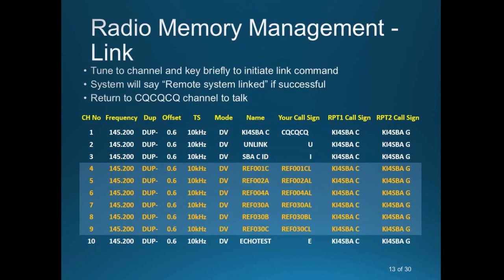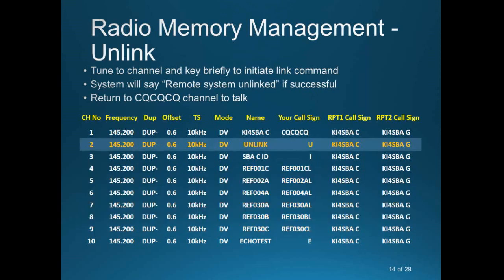If I want to select one of the reflectors that I've stored in there, one of my favorites, and you may have 15 or 20 reflectors that you like, just expand your list. And each one of those is for a block, for a repeater module. For example, my next memories 11 through 20 might be for KI4SBA-B, the UHF module. So again here, I'm just going to select one of those memories 4 through 9, key it, issue the linking command, and go back to memory 1. The unlink command, I always have right up near the front.